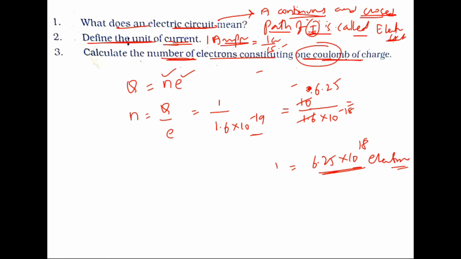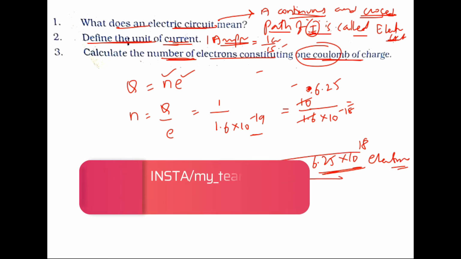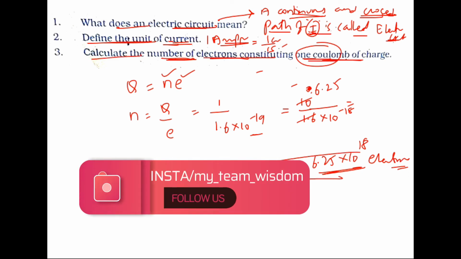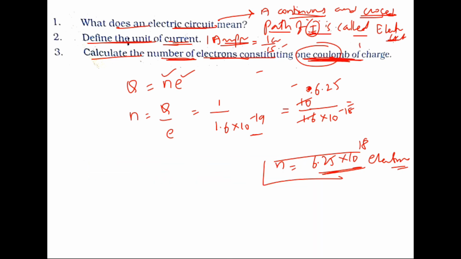Hope you understood. What was the question given? Calculate the number of electrons constituting 1 coulomb of charge. For 1 coulomb of charge, how many electrons are there? So N equals Q by e, just substitute here and you will get this answer.